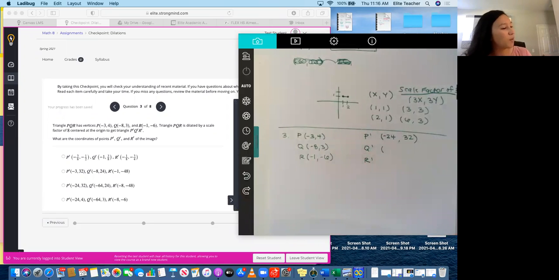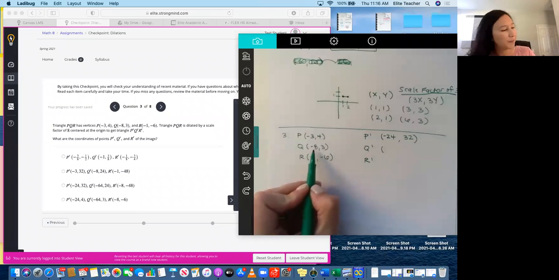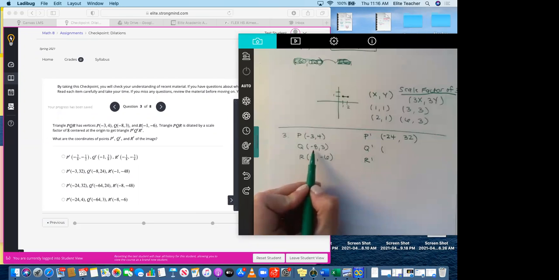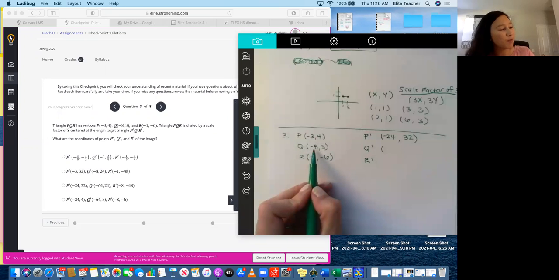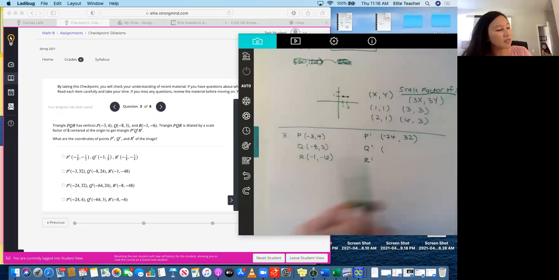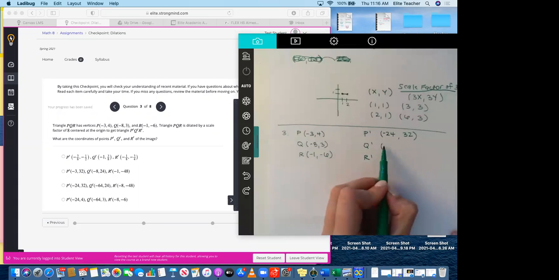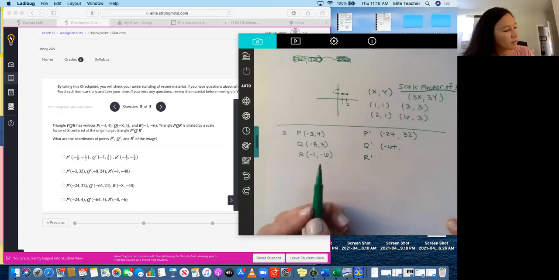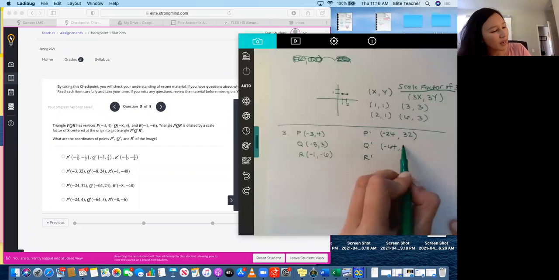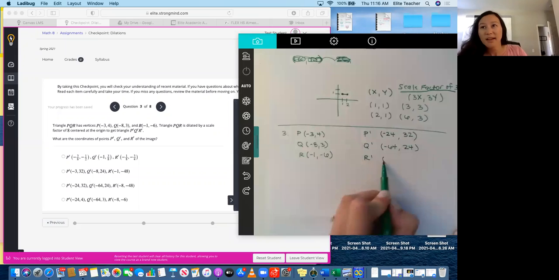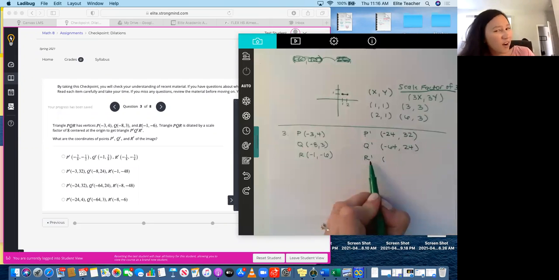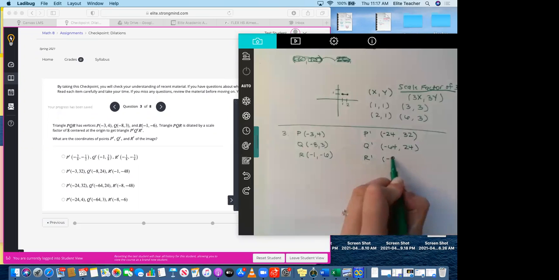Sophia, what would the x value be for Q prime? If the x for Q was -8, what's it going to be for Q prime? That'd be -64. Excellent. And then the y value is 3, so 3 times 8 would be 24. Perfect. Very good. Lucas, you want to try R? Yeah, R prime? -8 and -48.